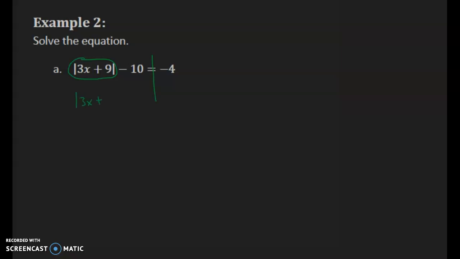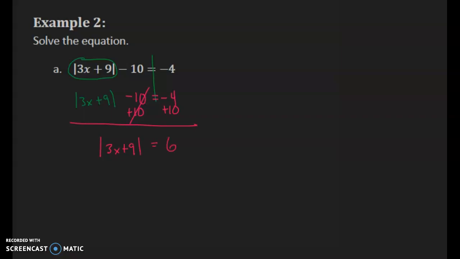I'm going to write the absolute value in green. You could use your highlighter to just highlight the entire absolute value, and then I'm going to write everything else in pink. So you see this absolute value needs to be by itself before I can create two equations from it. So to get the green part by itself, I need to move this -10. So I'm going to add 10 to both sides of the equation. So that will leave me with the absolute value of 3x plus 9 equals 6.